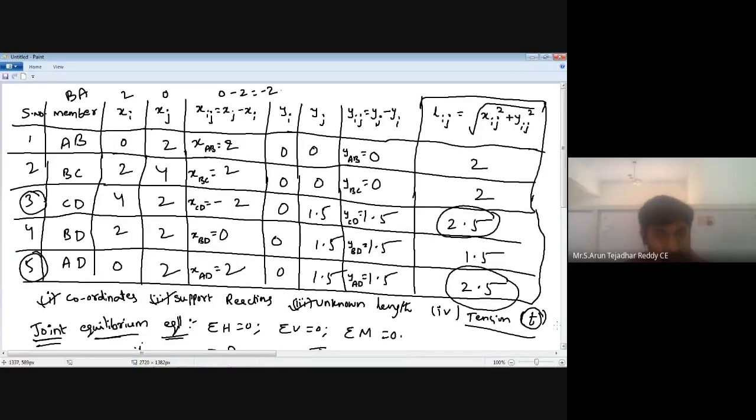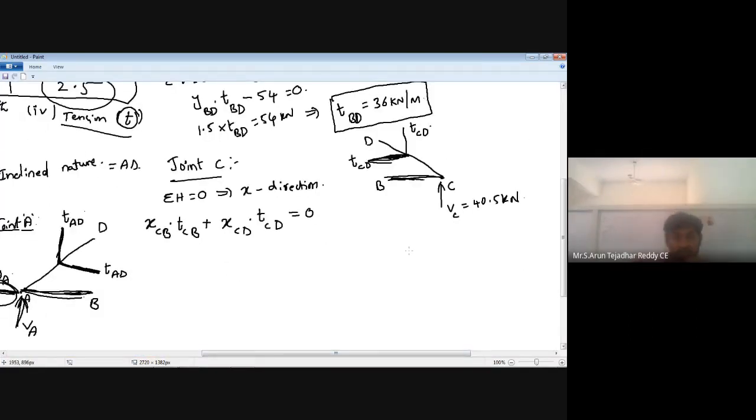Yes, -2 and -2. Because see here, this is XBC. But in our joint C, that is XCB. Suppose if in the equation it is XBC, we can take positive. But here XCB is reverse, it means take minus, and XCD is minus 2. Minus 2 into TCB, XCD also minus 2 into TCD is equal to 0.